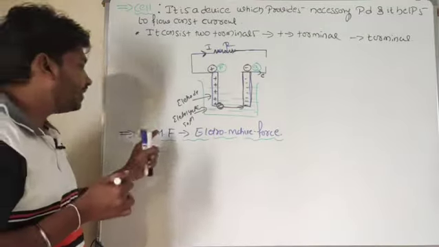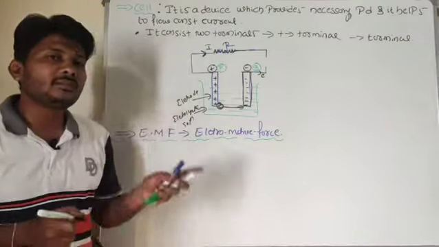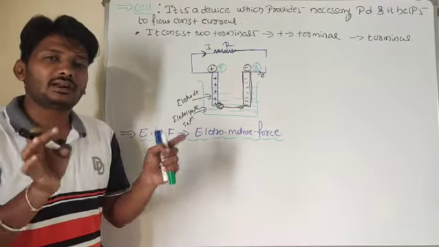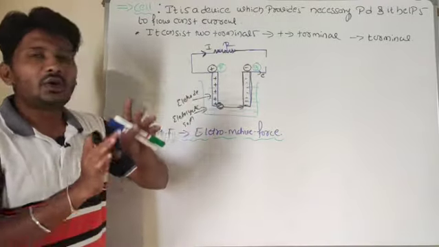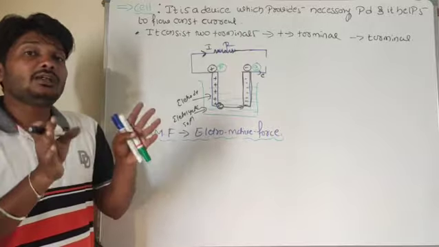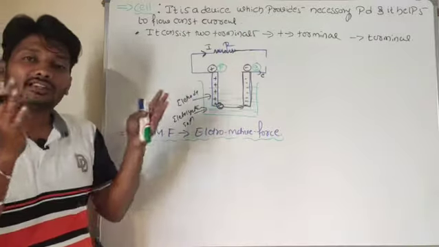So how will you define EMF or electromotive force here? Potential difference across the terminals of the cell when no current flows through the circuit. No current flows means that is nothing but an open circuit.